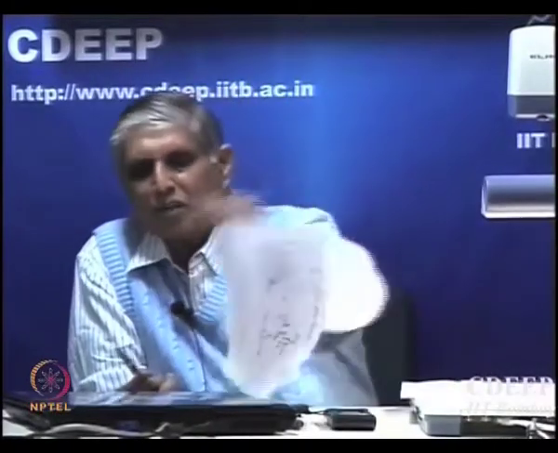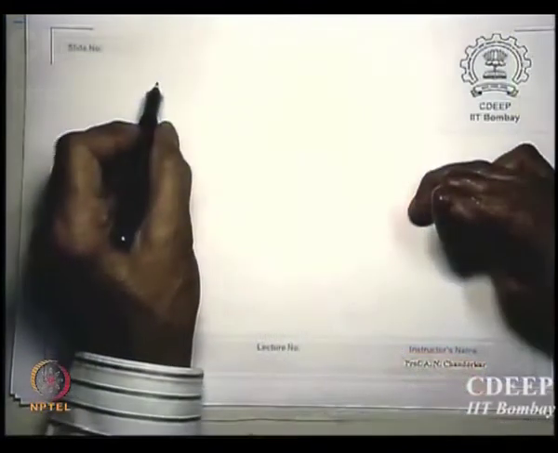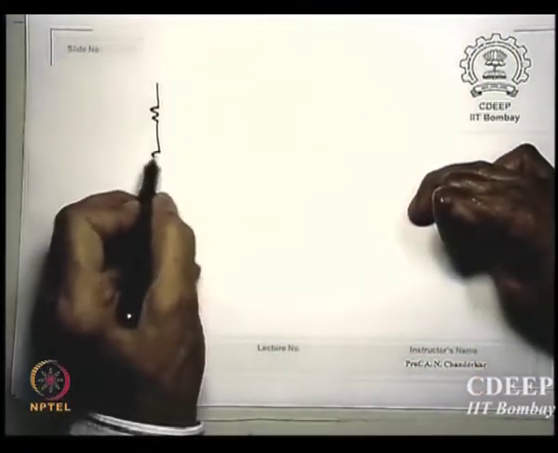Is that point clear? This is something very trivial, but it has to be understood by analog designers, analog circuit people. Okay, so the other method, which is the most popular fixed bias method, is this.